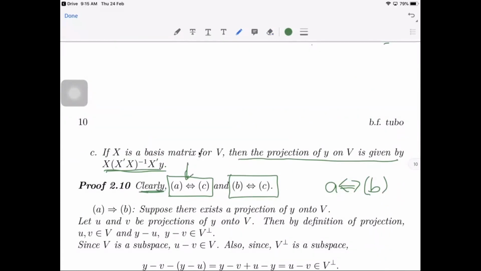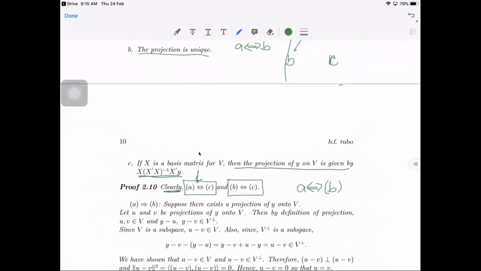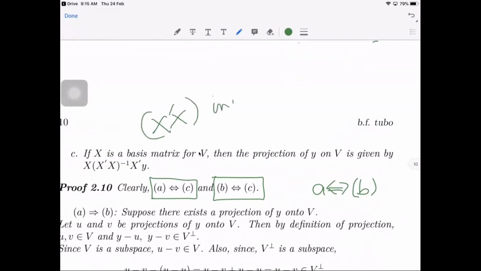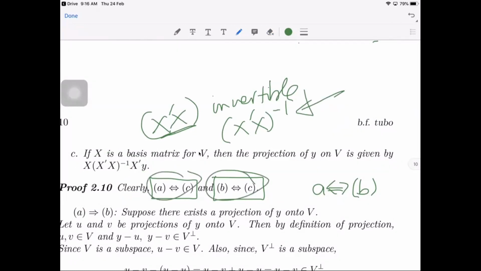And another clear statement is that the projection is unique. So this is a basis matrix. Why is this unique? Because we have shown that X prime X is invertible, and so it has an inverse. This inverse is unique, so this projection will also be unique. So this is a clear statement.